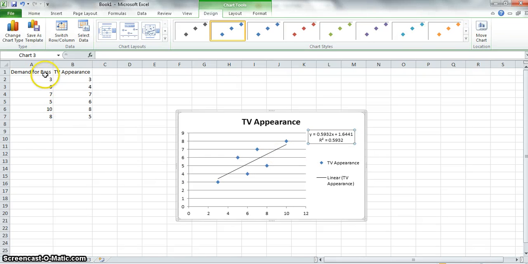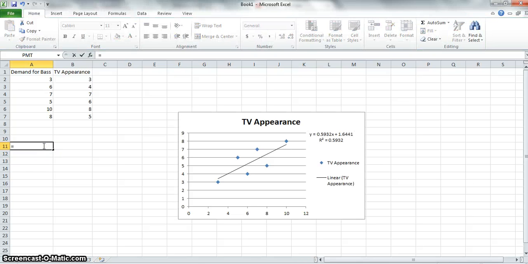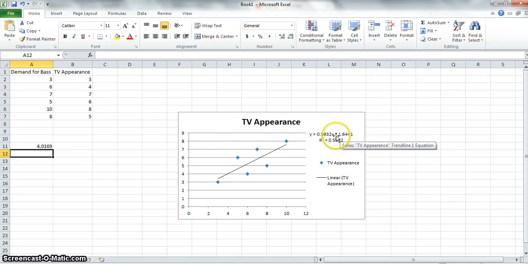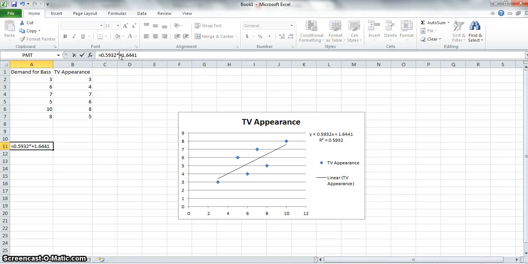But let's say we wanted to predict when demand for bass drums was 4, we could just type it into Excel, 0.5932 times 4 plus 1.6441. And that would give us a value of 4.016. So if we plugged in 4 for x, we would get 4 for y. Let's see what would happen if we plugged in 10 for our x. We'd get about 7 to 8 for our y. Y is our TV appearance, x is our demand for bass. So this way we could predict values.